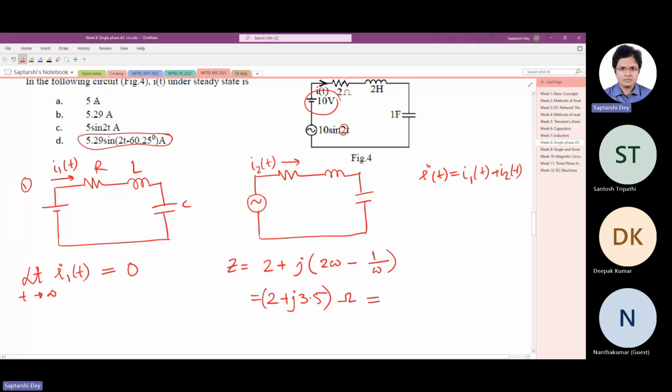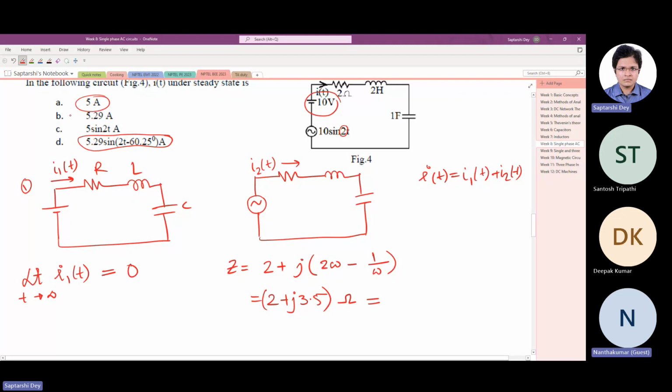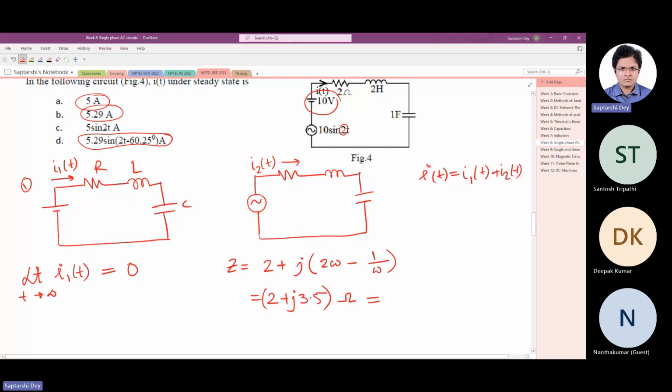Definitely A and B cannot be the answer because it is not going to be a DC current. C also cannot be the answer because the current cannot be in phase with the voltage, because the circuit is not resonating. Is it resonating? It is not. So the current cannot be in phase, so C also cannot be an answer. So definitely D will be the answer. Right now, as an MCQ problem, we can say definitely D is the answer if they have done it correctly. We will see.